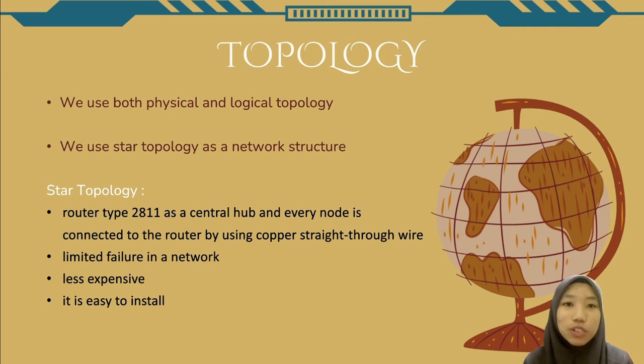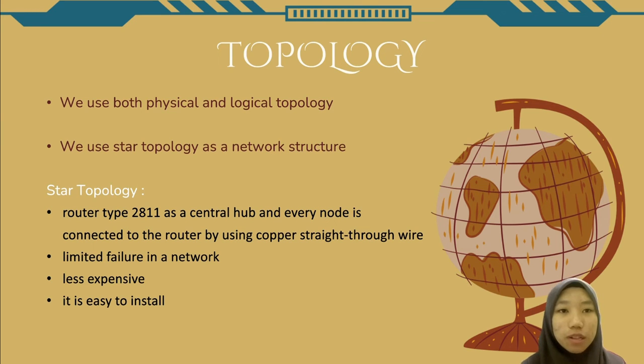It will help us to define how a network exchanges data and the performance of its media signal. The network's logical topology is also used to provide a path for signals to travel on. Based on our network, we use star topology as a network structure. The arrangement of the network is we use a router as a central hub, and every node is connected to the router by using copper straight-through wire.